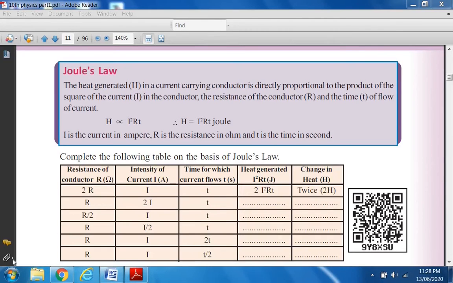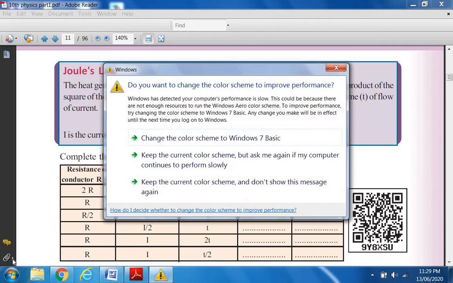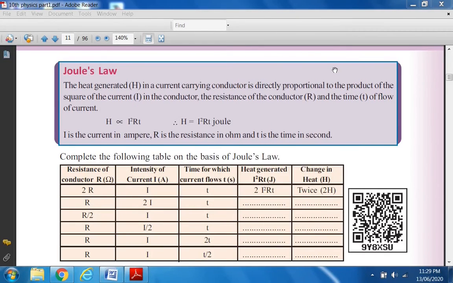Here, I is the current, the unit is ampere, R is the resistance, unit is ohm, and T is the time, which is in second. Okay.